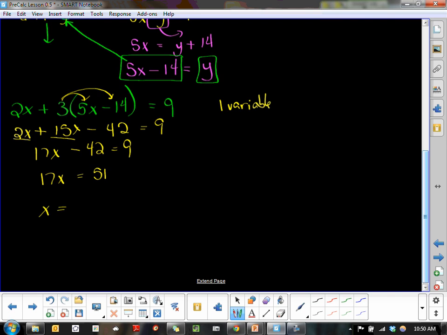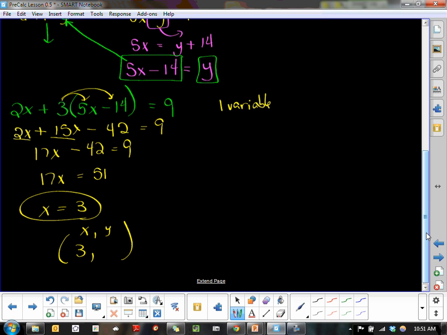Then we're going to divide both sides by 17, and 51 divided by 17 is 3. So our x value is 3. Well, we want to find both the x and the y value that makes this system true. So we found the x value, now we've got to go find the y value.